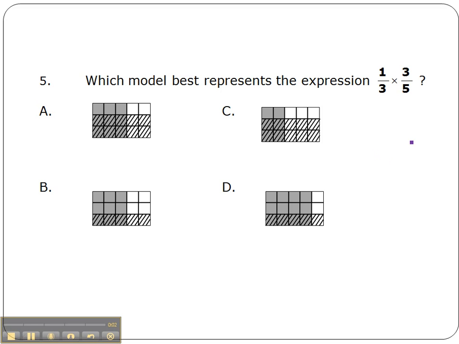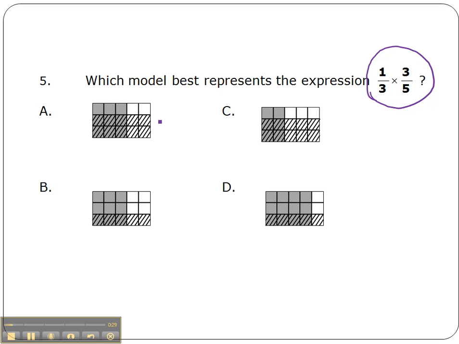Okay, problem 5 on the review asks us which model best represents this expression, 1/3 times 3/5. Well, these are all definitely multiplication models. We have a fraction times another fraction, and the part that's double shaded, that's both gray with diagonal lines, would be our product. But the fractions we're multiplying, let me mark them on each of these models.